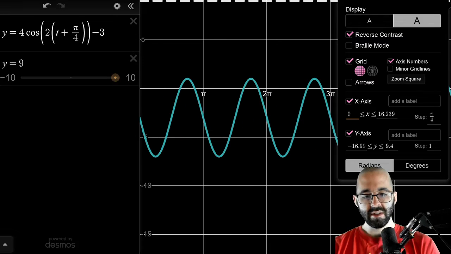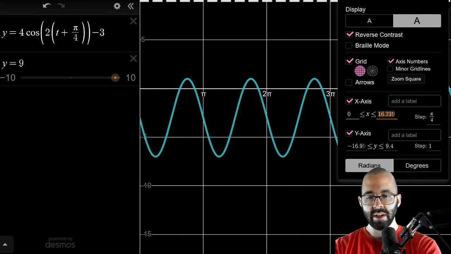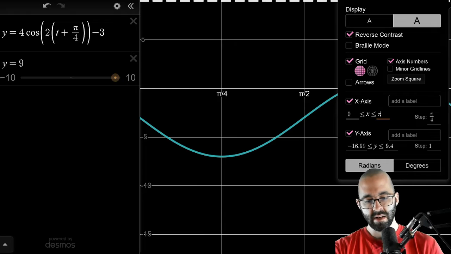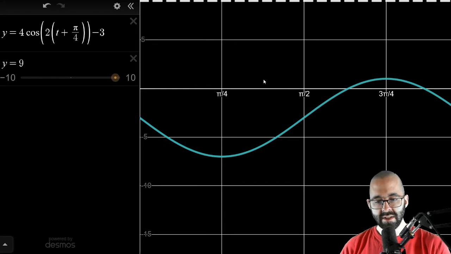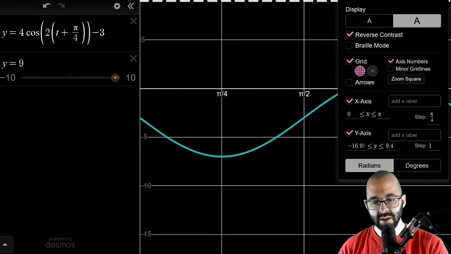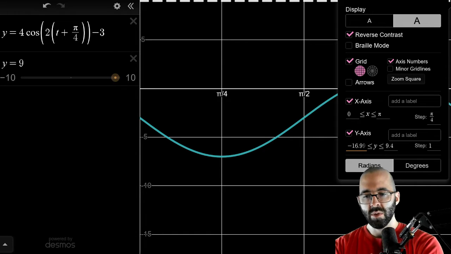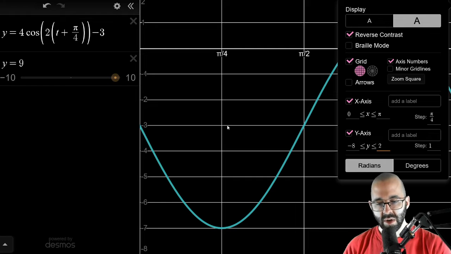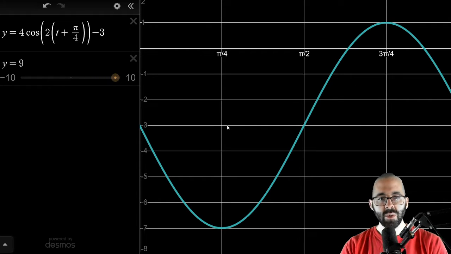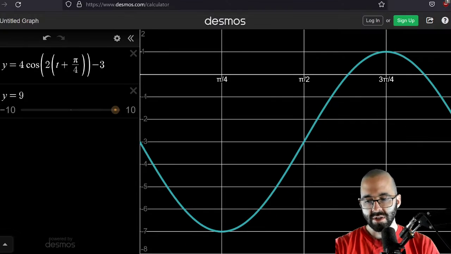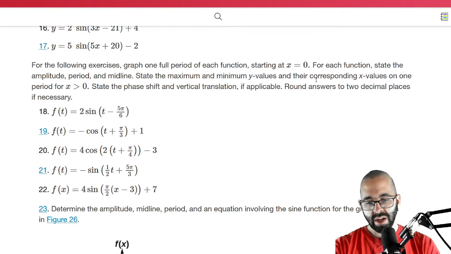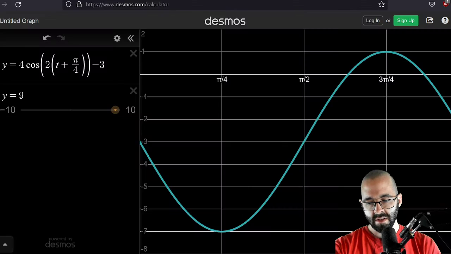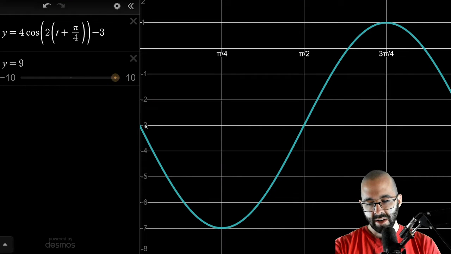Let's start at 0. 1 period is pi. So this is the only part of the graph that we care about. And y is going from -7 to +1. This is all it wants us to graph here. Look at the instructions, right? Graph one full period starting at x equals 0. So we're starting right here at 0, -3.